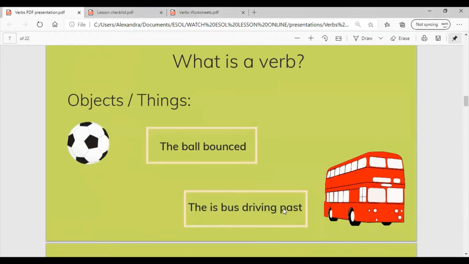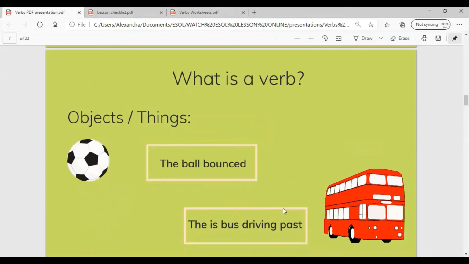And then we also need to look at how verbs are used with objects and things, not just with people and animals. If we look at this football and imagine it's bouncing, the ball bounced. So in this sentence, bounced is our verb, because it is what the ball is doing. Bouncing or bounced, as would be the past tense, is our verb.